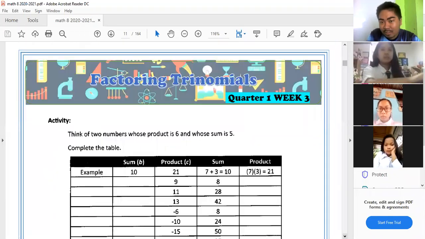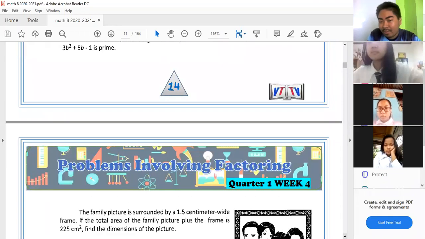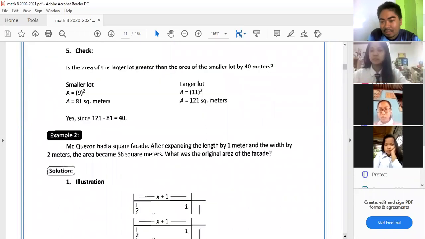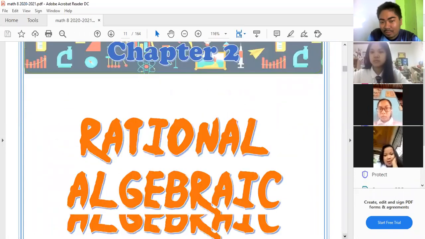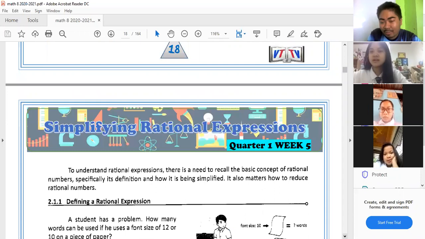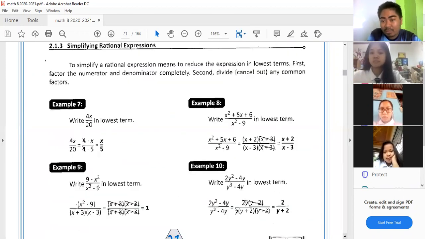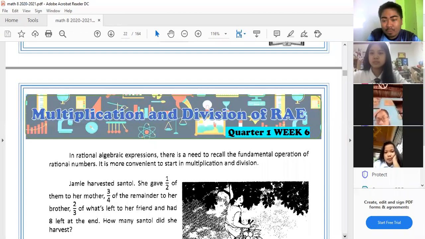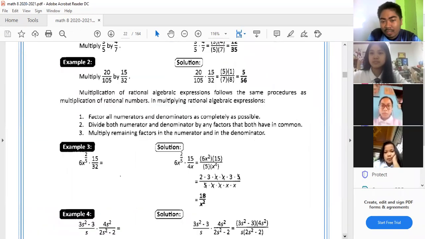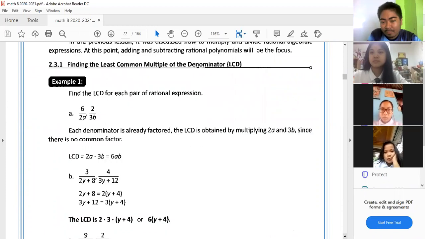Dito na tayo ngayon sa integers? Ay, hindi pala. Tapos na rin tayo dyan, rational algebraic expression. So yung addition, subtraction, multiplication, multiplication and division and addition and subtraction. Tapos na din.